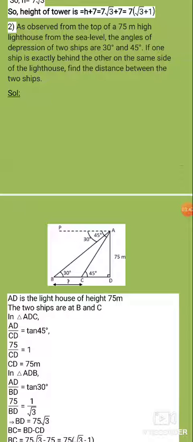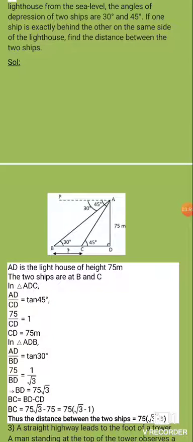Now we need to find the distance between the two ships, which is BC. So BC is equal to BD minus CD. Now substitute that. BD is 75 root 3 minus CD is 75. Take 75 as a common factor, remaining root 3 minus 1. Thus the distance between the two ships is 75 into root 3 minus 1. So here in this question the root 3 value is not given, so we need to write 75 into root 3 minus 1 itself.